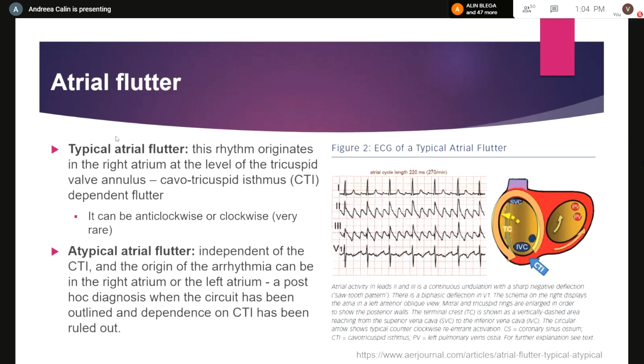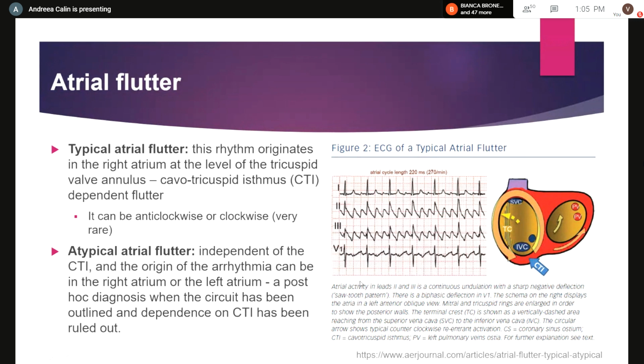There are two types of atrial flutter. The typical atrial flutter depends on the cavotricuspid isthmus, a structure in the right atrium at the level of the tricuspid valve annulus. It can be anti-clockwise or, very rarely, clockwise. The atypical atrial flutter is independent of the cavotricuspid isthmus, and the origin of the arrhythmia can be either in the right atrium or in the left atrium, and the diagnosis is made using an electrophysiological study. But in most cases, we have a typical atrial flutter with an anti-clockwise pattern.